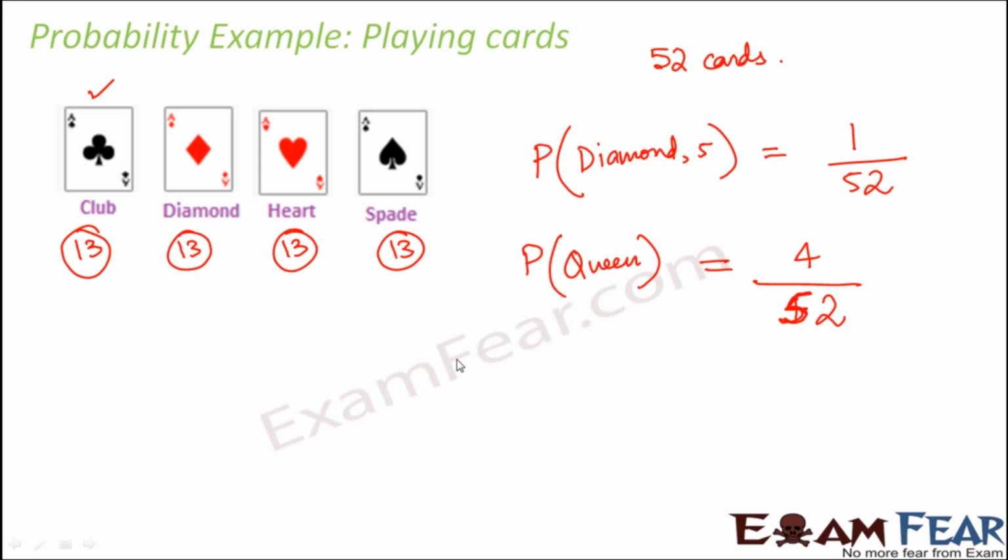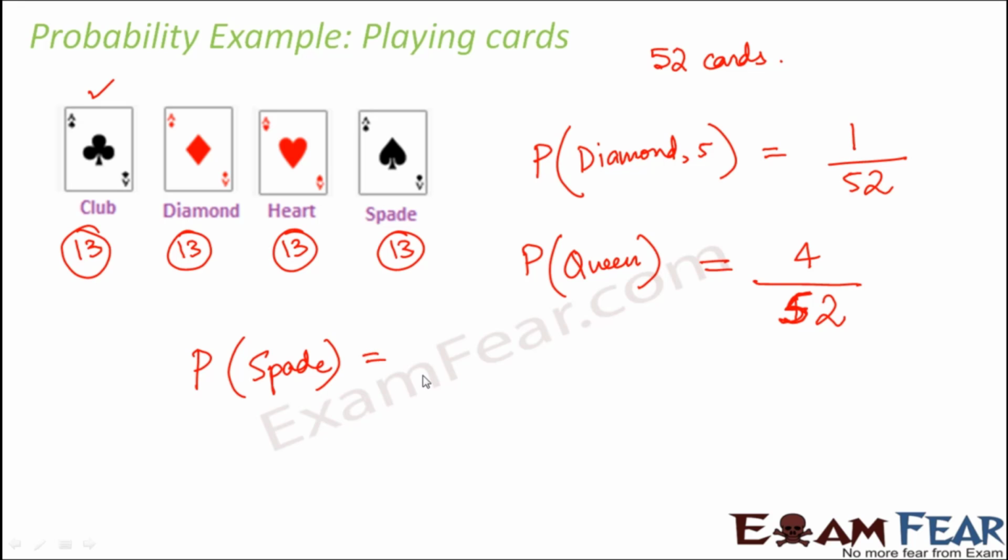Now let us say, what will be the probability of getting a spade? That means now I am not even specifying whether it should be a queen or 5 or 1 or whatever. I am just saying, what is the possibility that the card is a spade.